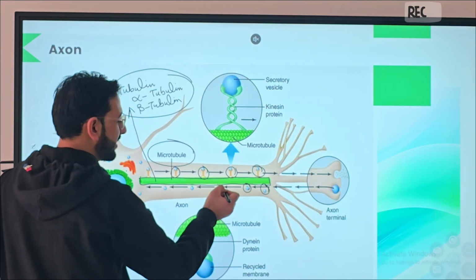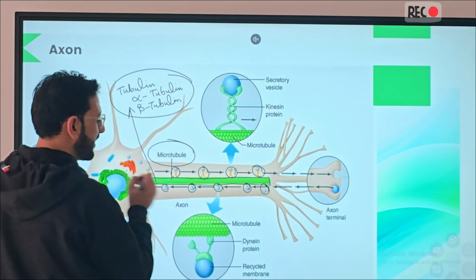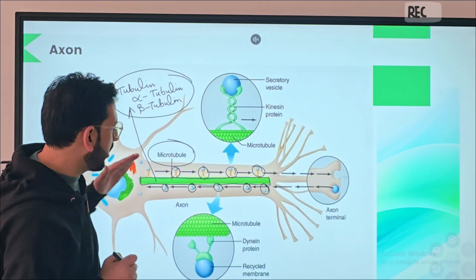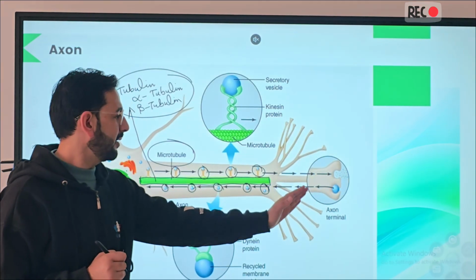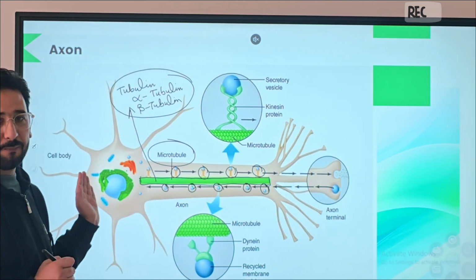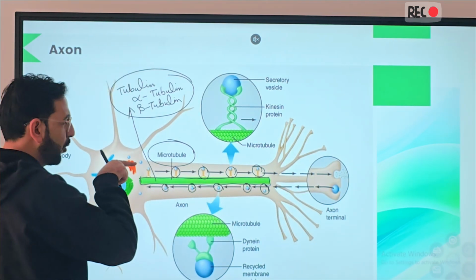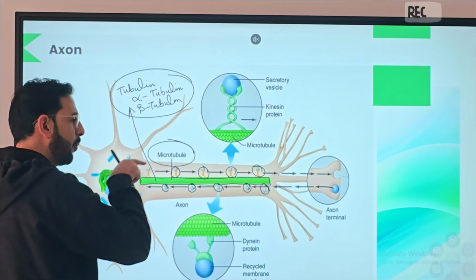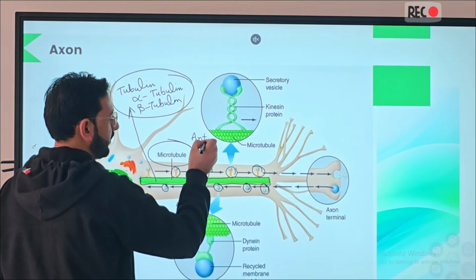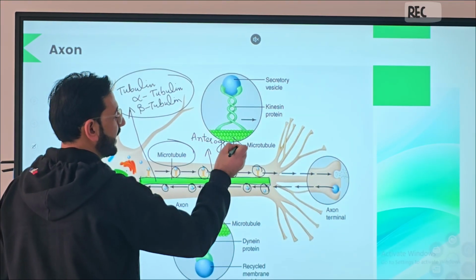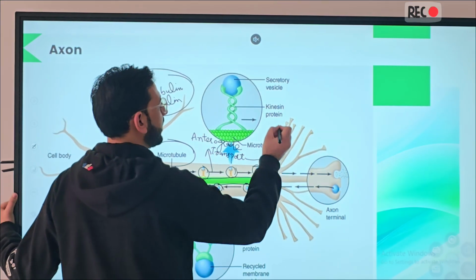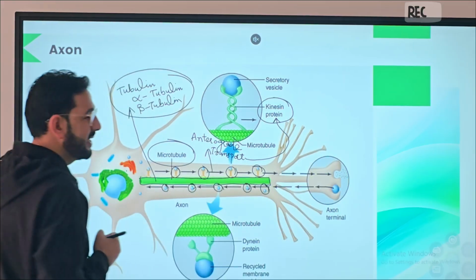There are two important motor proteins present there. One is responsible for taking substances from the cell body to the axon terminal, and another is very important for transporting substances from the axon terminal back to the cell body. The transport of substances from the cell body towards the axon terminal, we call anterograde transport, and this anterograde transport is done by an important motor protein called kinesin.